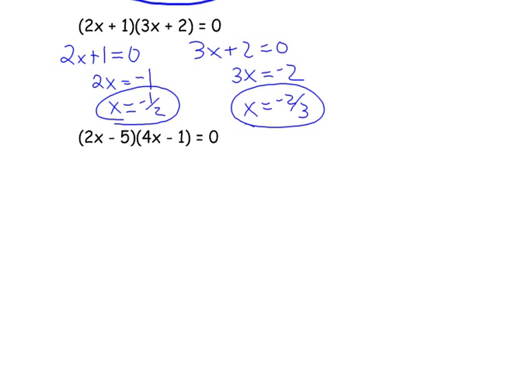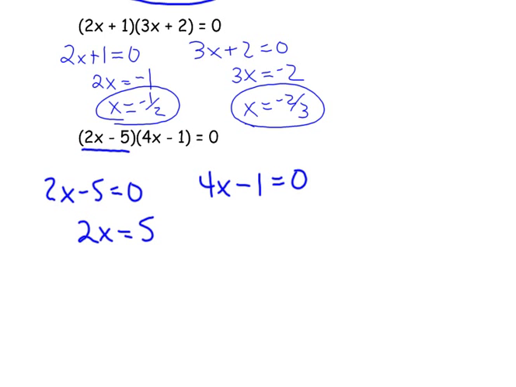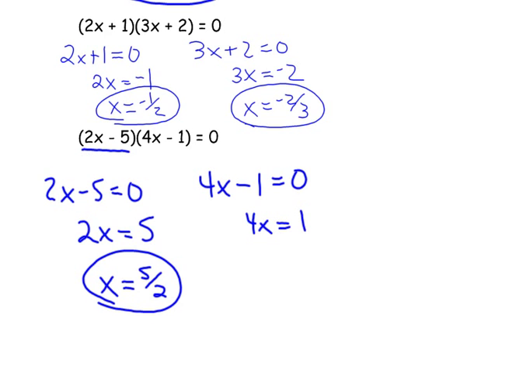On this last one, I'm going to do the same thing. I'm going to set each one of those equal to 0 because it's already factored. So 2x minus 5 needs to equal 0, and 4x minus 1 needs to equal 0. Add 5 to both sides, and we get 2x equals 5. Divide by 2, and x equals 5/2. And then for the one on the right, you just add 1 to both sides, so 4x equals 1. Divide by 4, and x equals 1/4.